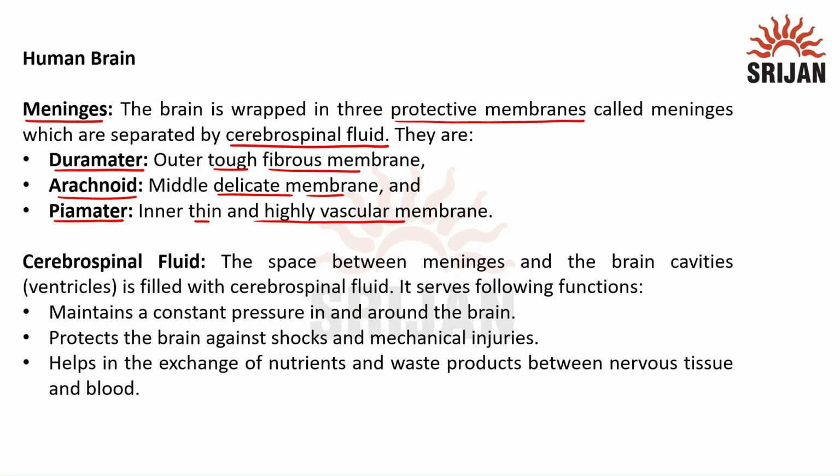Now, cerebrospinal fluid is a very important fluid which is found in the space between meninges and the brain. It serves many important functions like maintaining constant pressure in and around the brain, protecting the brain against shocks and mechanical injuries, and also helps in the exchange of nutrients and waste products between nervous tissue and the blood.